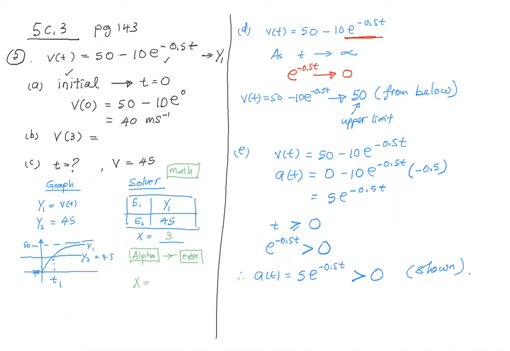Okay, so part F. You know the initial velocity is 40. The limit is 50. And acceleration always positive means your velocity function is always going up. So the curve will look like that. Are you clear? So I don't need the GC, I can do it.